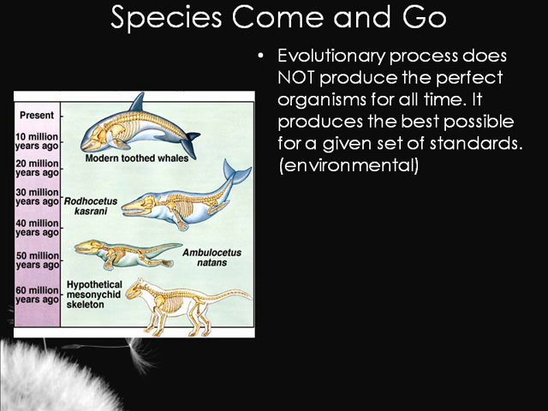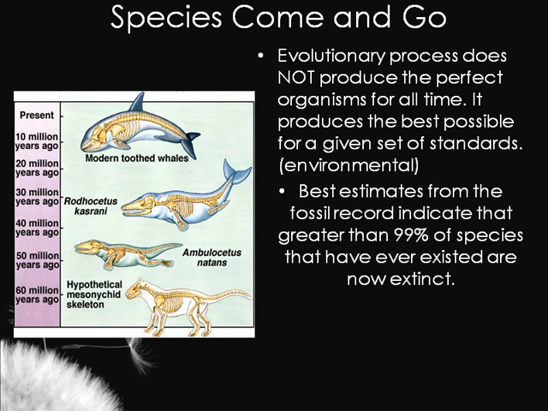So the evolutionary process does not produce the perfect organism. It produces the best possible for a given set of standards of the environment. So there's plenty of things that aren't 100% great, but they work, they're good enough. Sometimes they'll be good enough for a while and then end up suddenly not being good enough anymore if the environment changes, and that's when we see extinctions. So evolution does not produce the perfect organisms. It produces ones that are good enough.